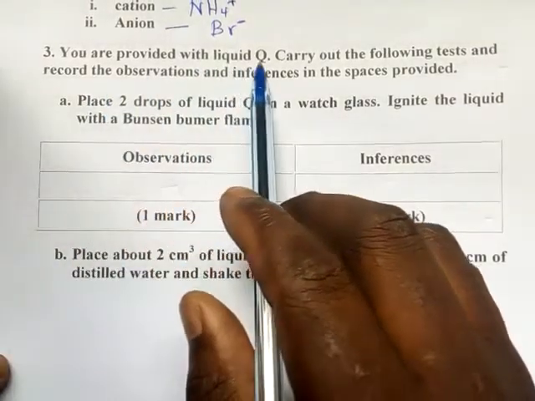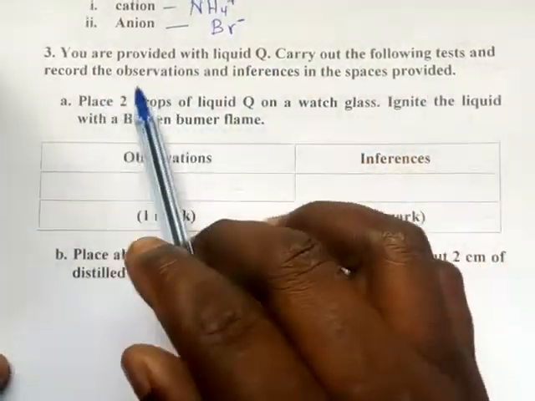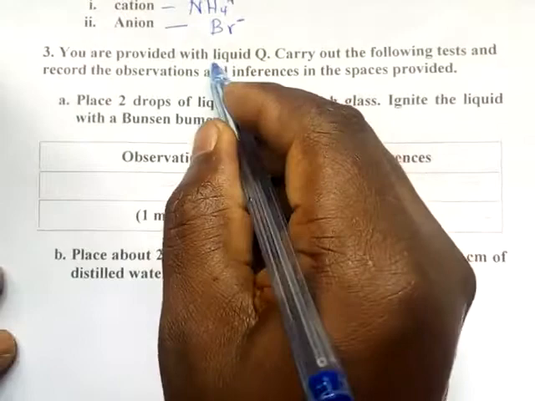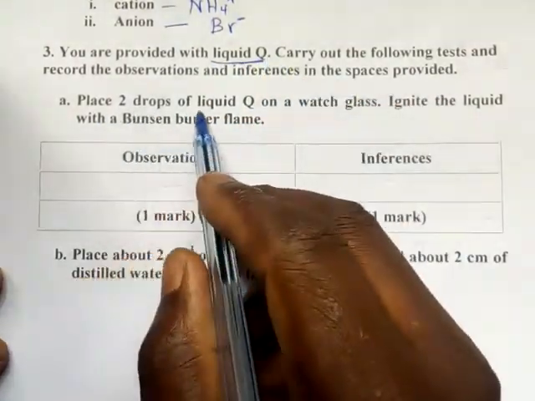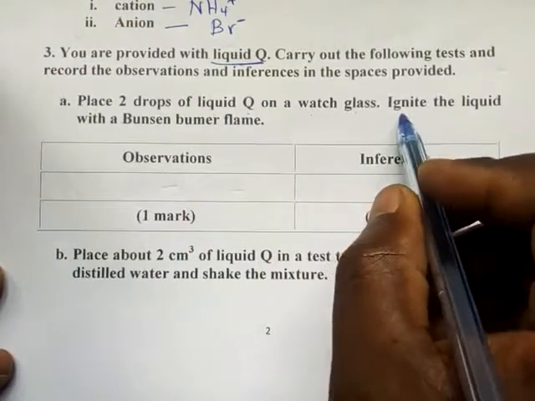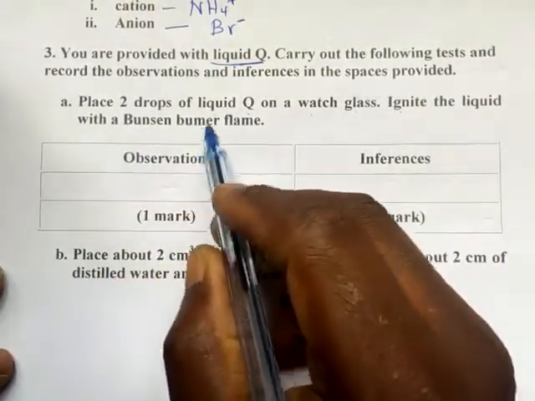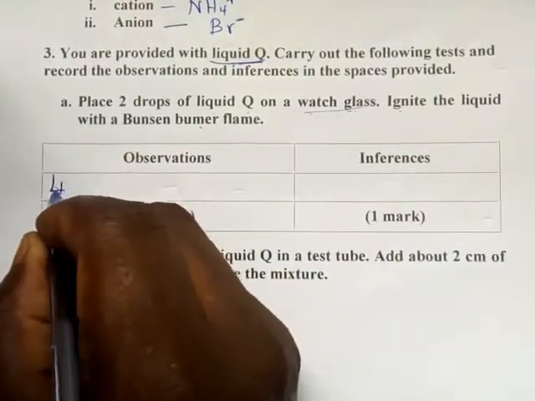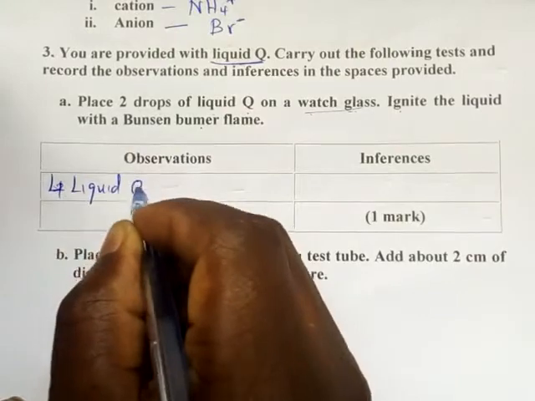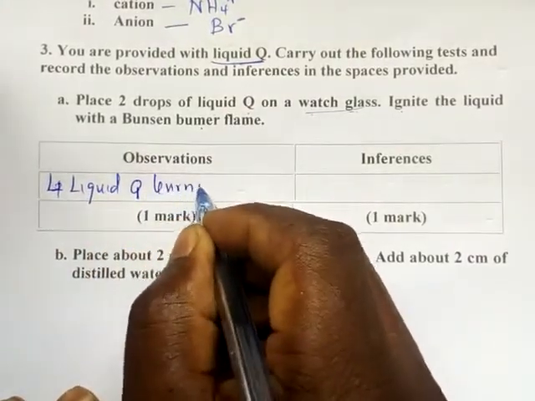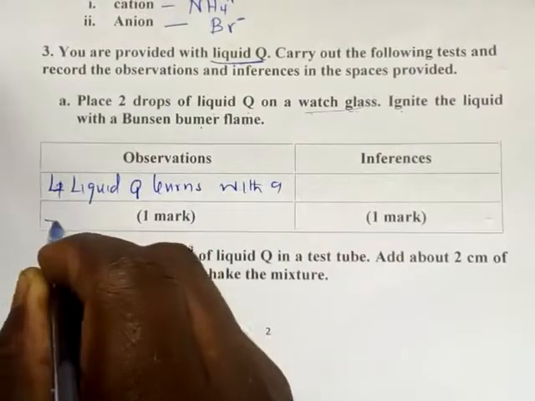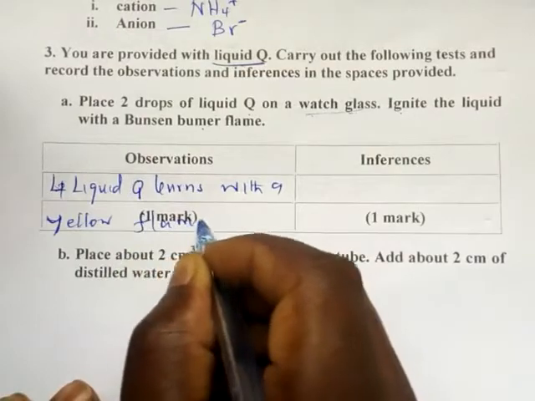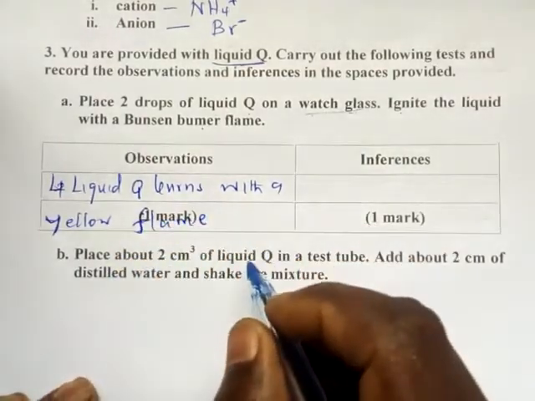You are provided with liquid Q. Carry out the following tests and record the observations and inferences in the space provided. So we have been given a liquid this time around. Place 2 drops of liquid Q on a watch glass. Ignite the liquid with a Bunsen burner flame. Then the observation is that liquid Q burns with a yellow flame.